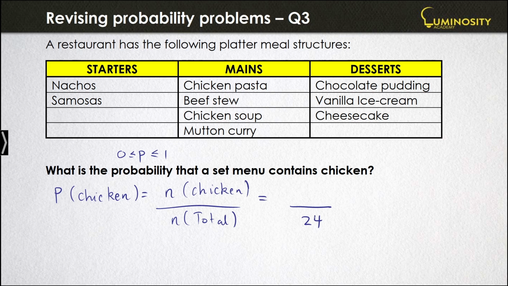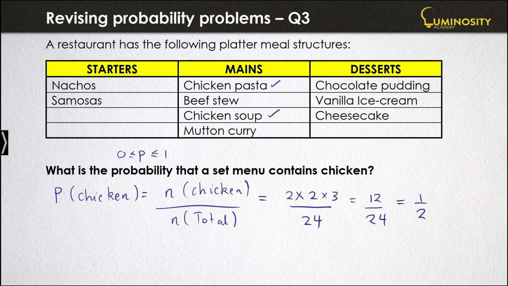Now, for the number of ways that there'll be chicken, first of all, for the starters, you still have 2 options, times, now, you only want chicken, so there's chicken pasta and chicken soup. Therefore, there are only 2 out of the 4 possibilities in the main dish to choose from. And then we can still choose any of the 3 desserts. So that's going to give us 2 times 2 times 3, which is 12 over 24. And that simplifies down to a half.